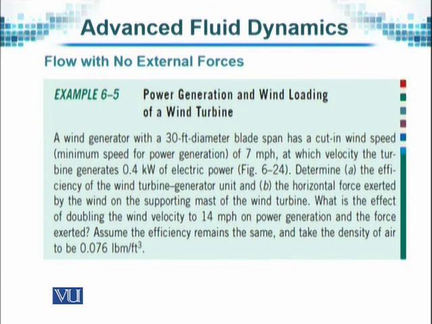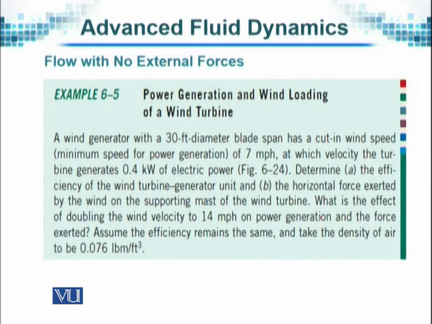And this becomes very interesting because it has applications that we use in our daily life, in a house or in an ordinary house as well. So the question is that if there is a wind generator with a 30 feet diameter blade and this cut-in wind speed is the minimum speed with which the power can be generated, or with which the electricity can be generated. I will talk about it in a minute a little more after reading the problem.